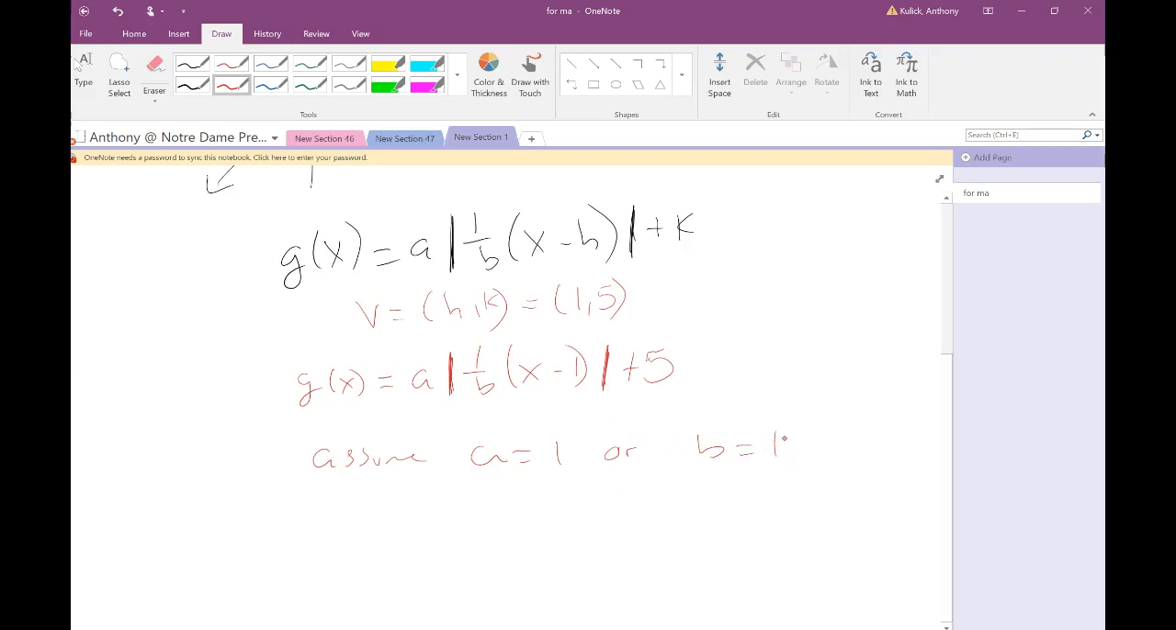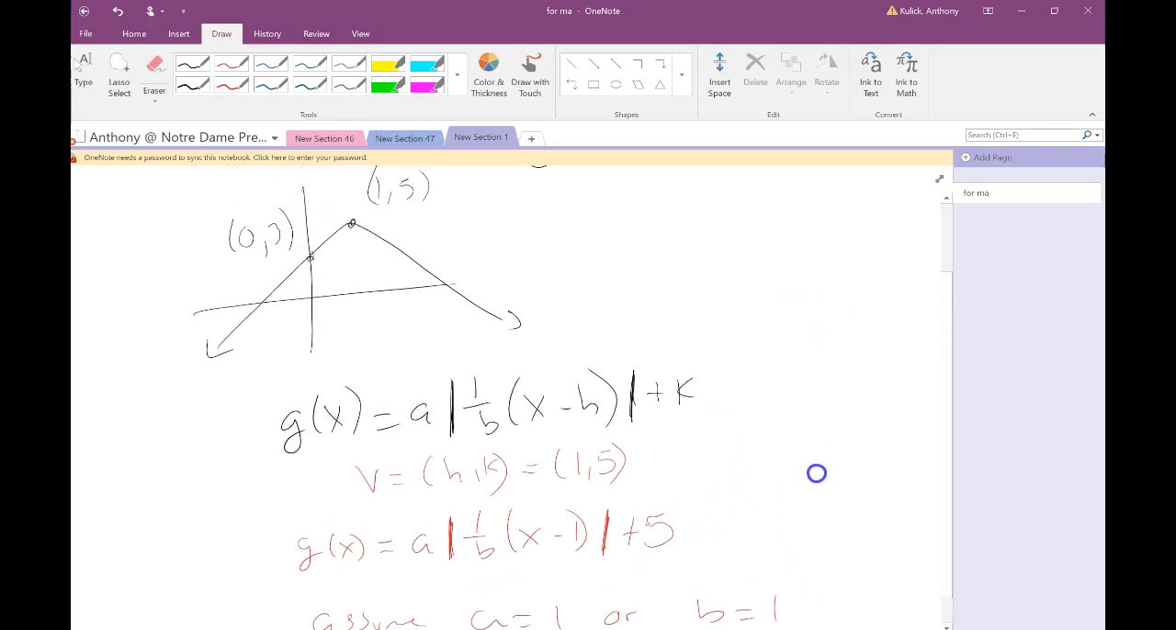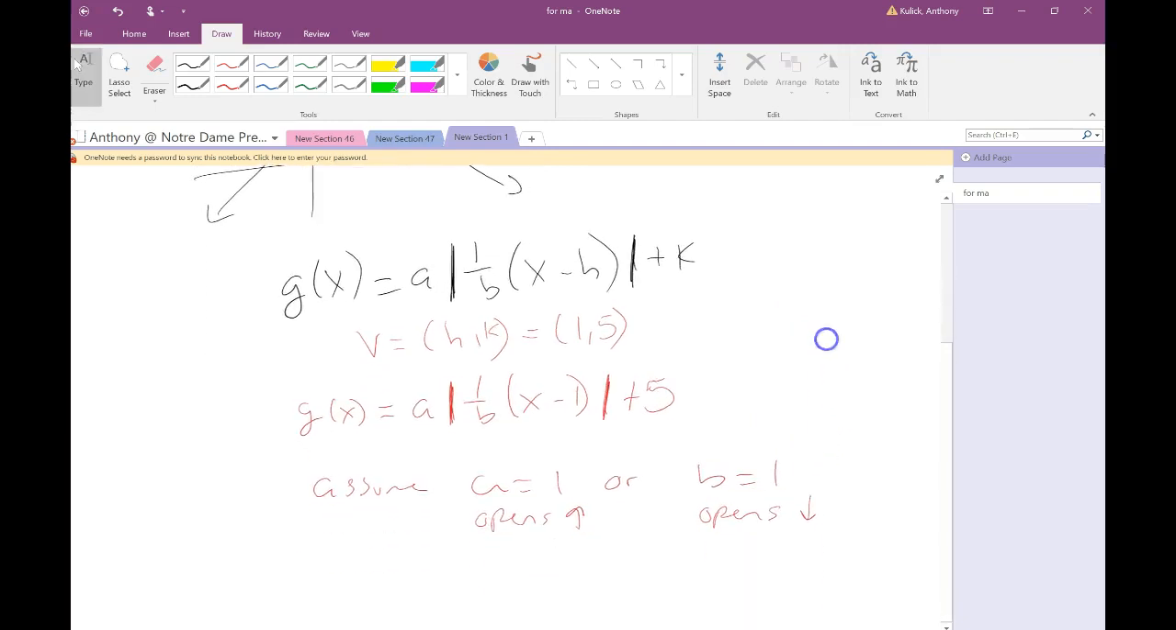That either A is going to be 1 or B is going to be 1. So the way that we remember which one is which, we're going to assume that A equals 1 when the graph opens up, and we're going to assume B equals 1 when the graph opens down. So in this situation, if I look at my graph, which one do I have? Yeah, the graph is opening down. Okay with that so far?